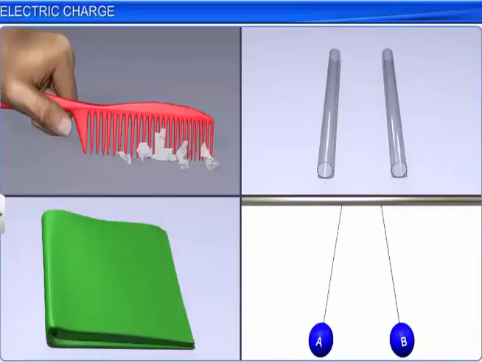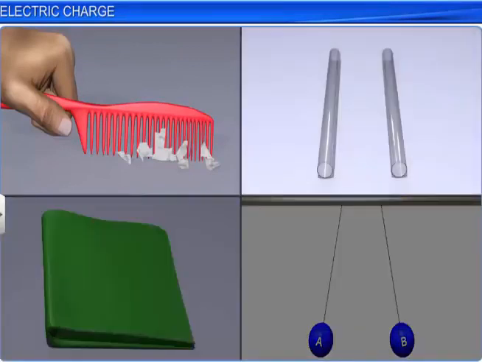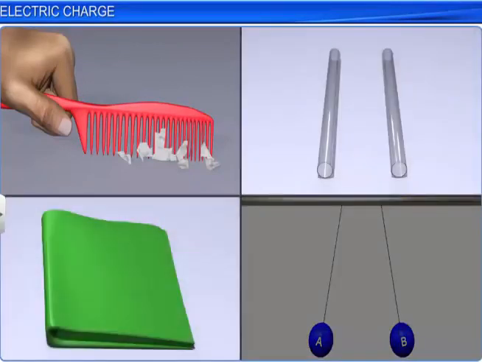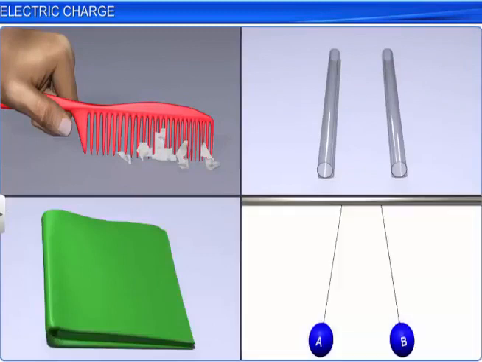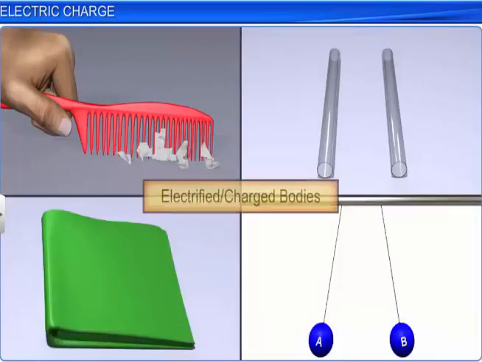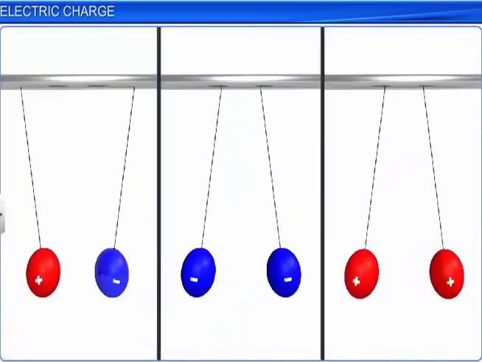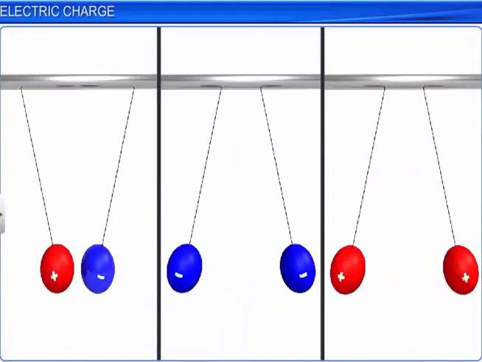From previous examples, bodies like combs, glass rods, silk cloth pieces, pith balls, etc. are said to be electrified or are called charged bodies. The study of electric charges at rest and the physical quantities associated with electric charges at rest is called electrostatics or static electricity.